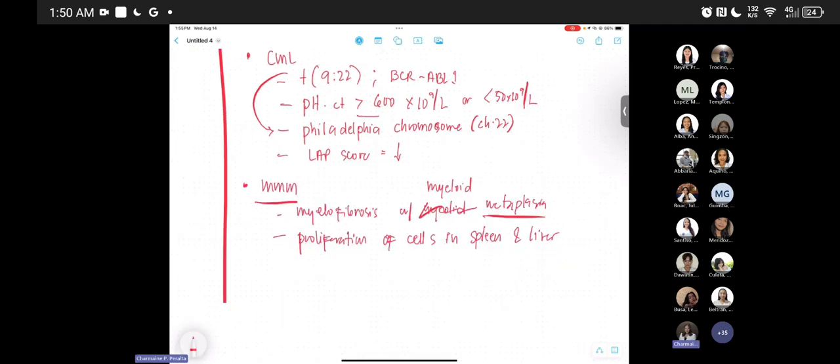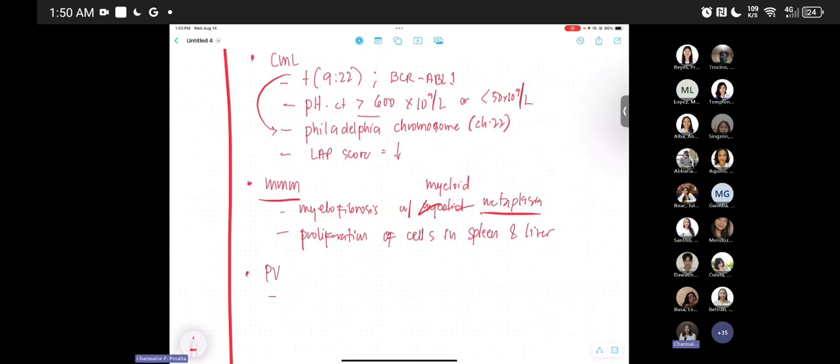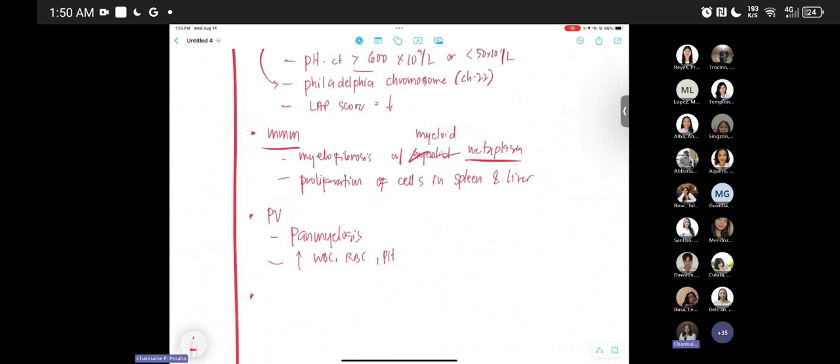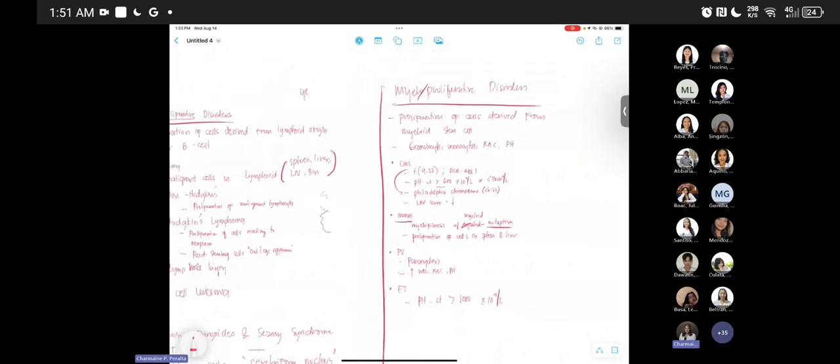Next, we have, sa RBC to, PV or polycythemia vera. Okay? This is an example of panmyelosis. Ibig sabihin ng panmyelosis, mataas ang WBC, RBC, platelets. Then we have essential thrombocythemia. Ang platelet count is greater than 1,000. Yun lang. Yan yung mga examples of myeloproliferative disorders.